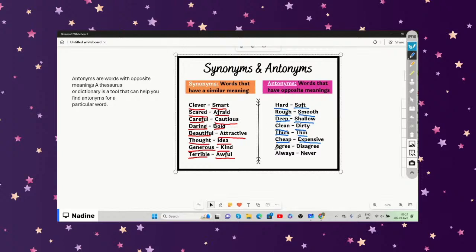If we don't agree, then we disagree with something, because we are not agreeing. It's not always, it's never. So these are words that are opposite in meaning, and we call these words antonyms. And the words that have similar meaning, we call those synonyms.